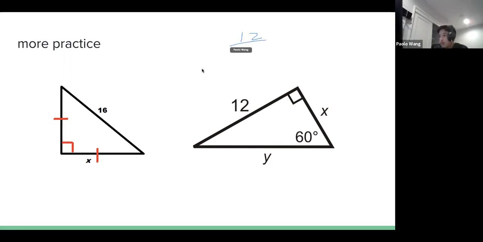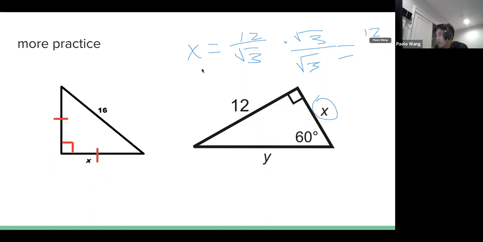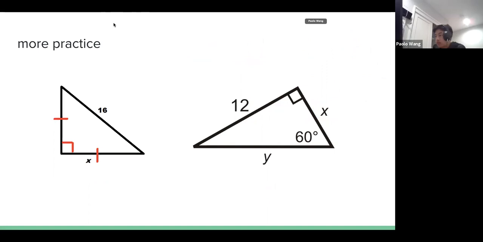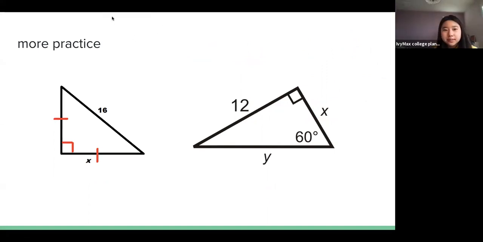So 12 over root 3 is equal to x. You can't leave it like that, so you have to get rid of the radical on the bottom. That is equal to 12 root 3 over 3, which you can simplify into 4 root 3. So x is equal to 4 root 3. Then y is equal to 8 root 3, because y is 2 times x. Make sure you check the answer by yourself.